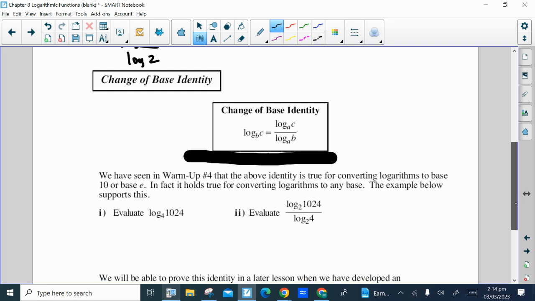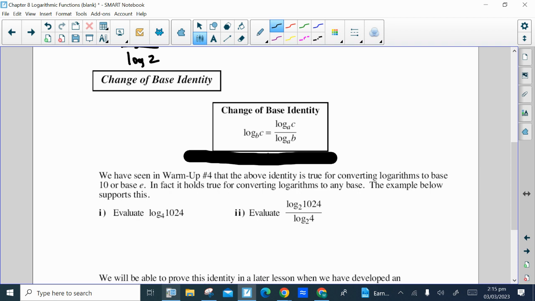But in reality, you can use any base that you want as long as they are the same. And that's why both of these have base A in them. They can be any base you want as long as they are the same. Again, usually it'll be base 10. But you might be asked to express something with a base other than 10.